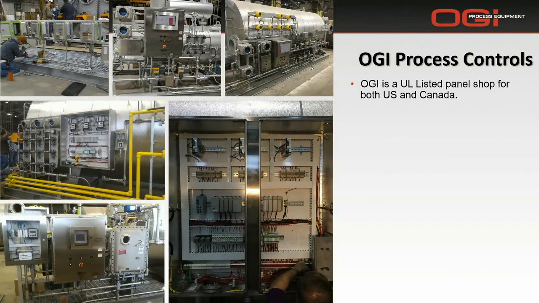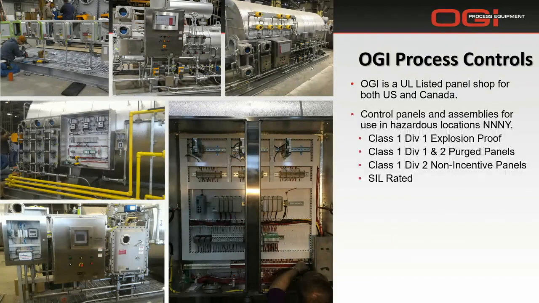Going along with the certifications we have in the TotalArc, OGI is a UL listed panel shop for both US and Canada. We have our certifications for all the hazardous locations, even with non-incendive panels. And some of the manufacturers that we use as a standard basis are Allen Bradley, GE, and many more. But in general terms, these are the top that we always use more commonly.